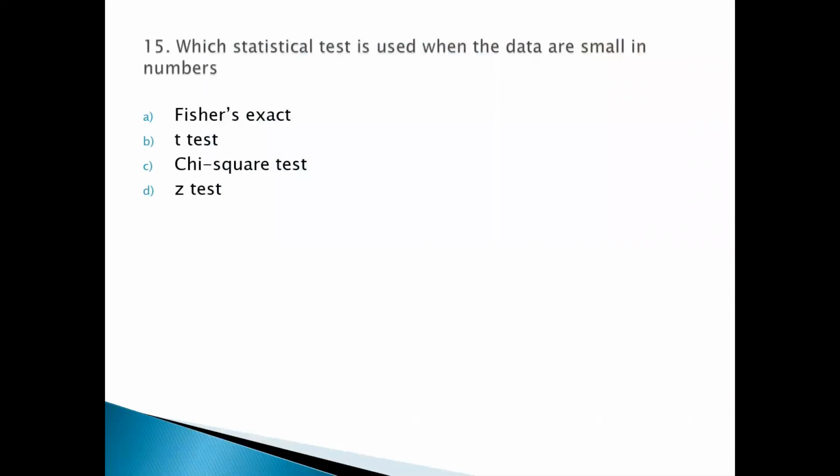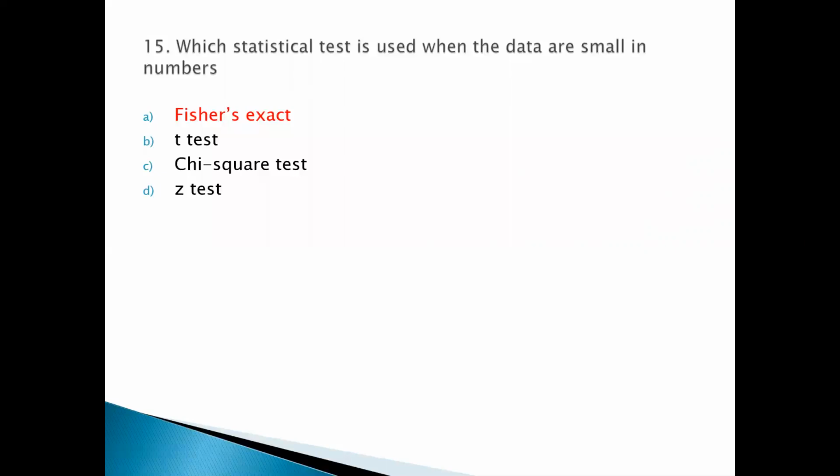Which statistical test is used when the data are small in numbers? A, Fisher's exact test, B, t-test, C, chi-square test, and D, z-test. These are all real tests. Okay, the answer to this one is A, the Fisher's exact test, and I talked a little bit about it when we were talking about the chi-square test.